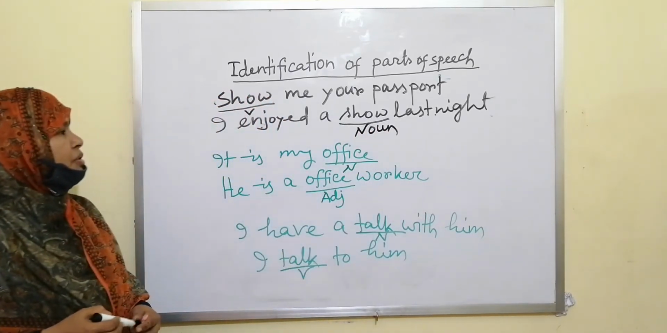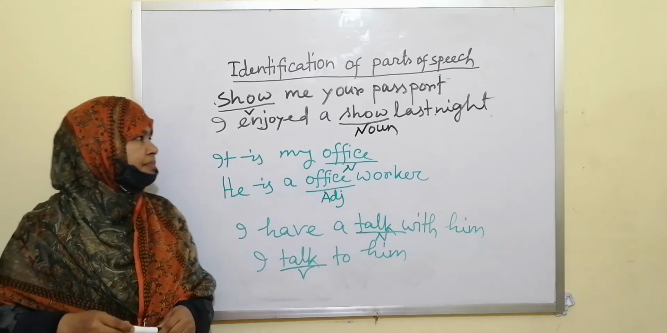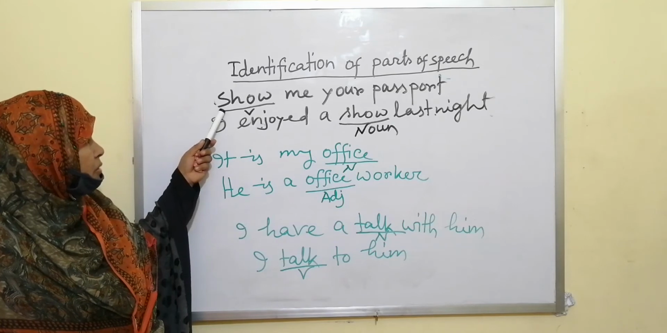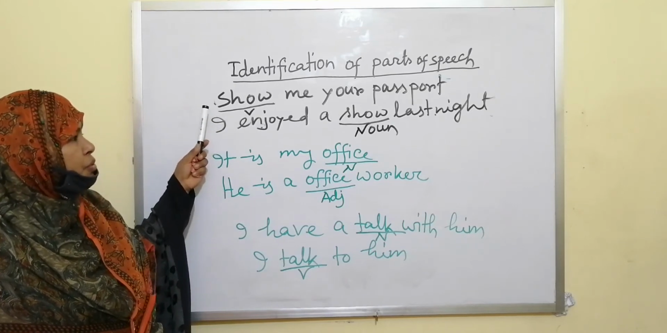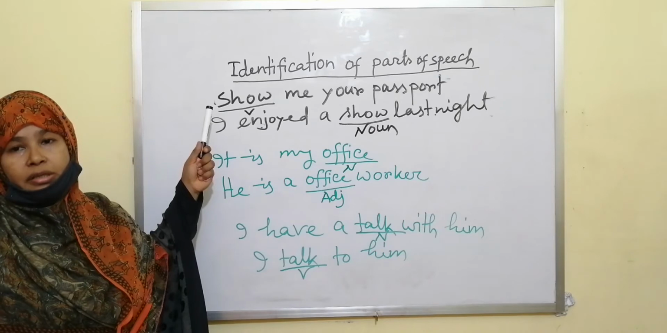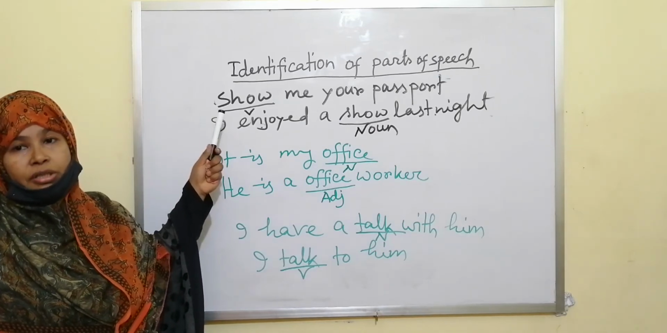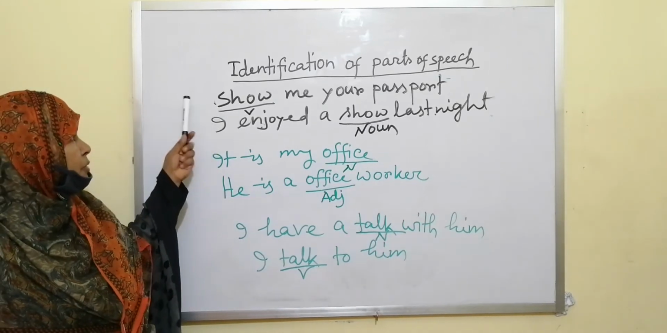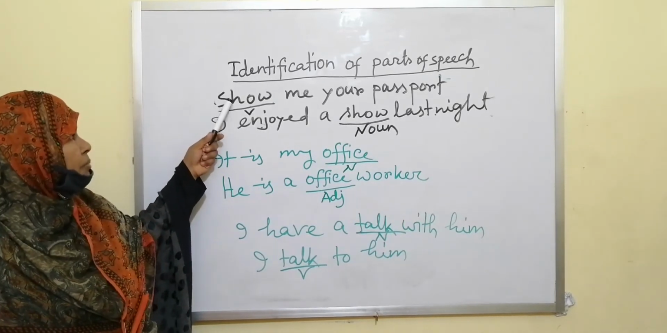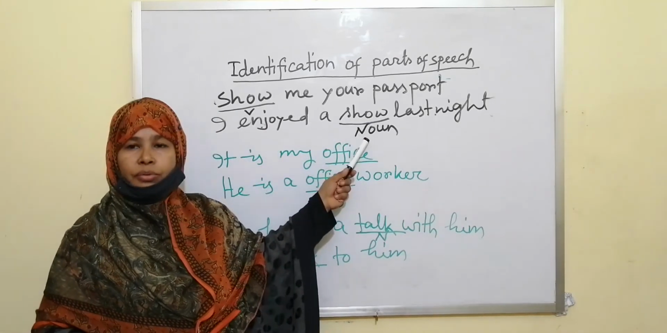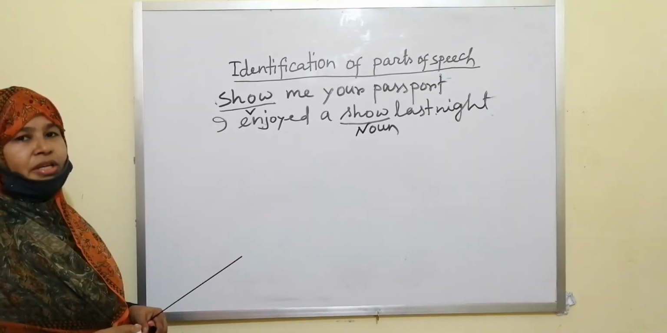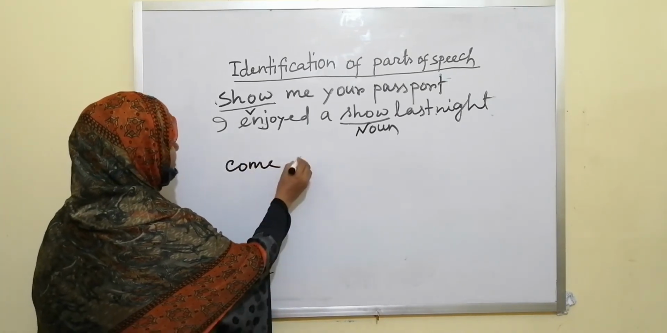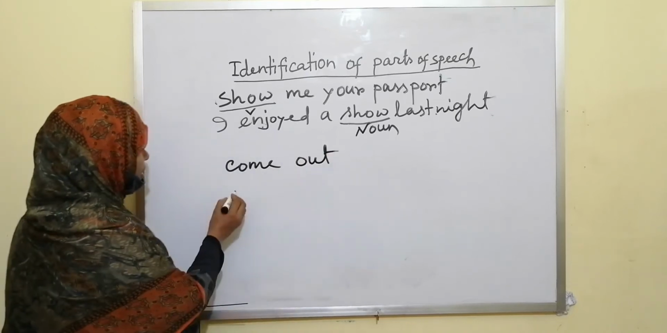Dear student, you know that all parts of speech are used by their position. They are not identified by their face. So due to position, show is now a verb and show is now a noun. And the next two sentences: Come out. I come from out.